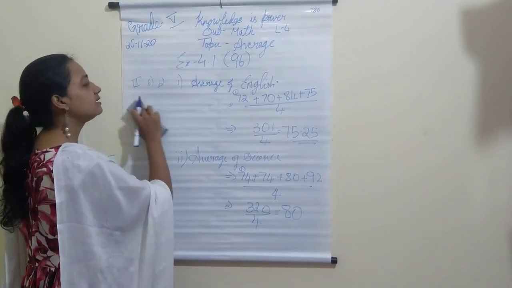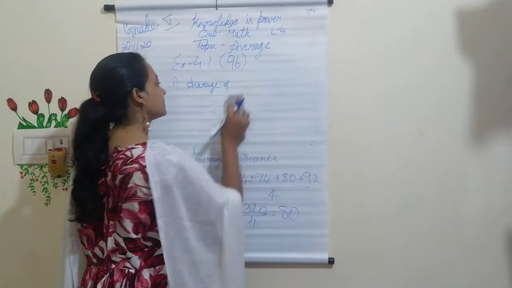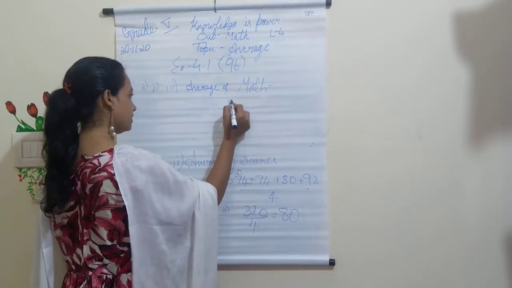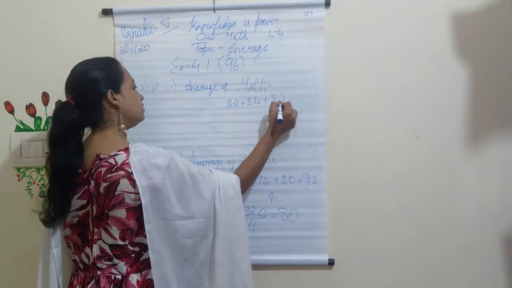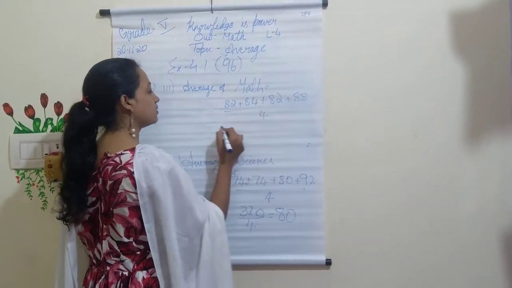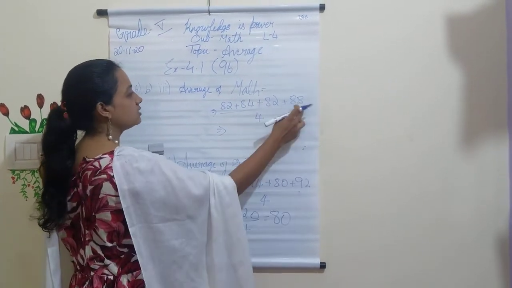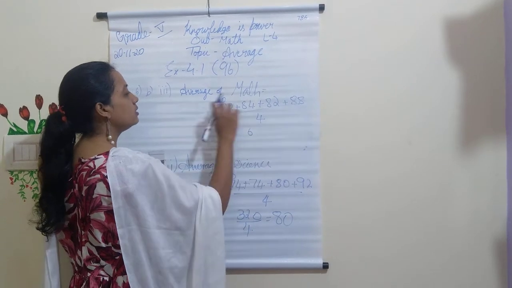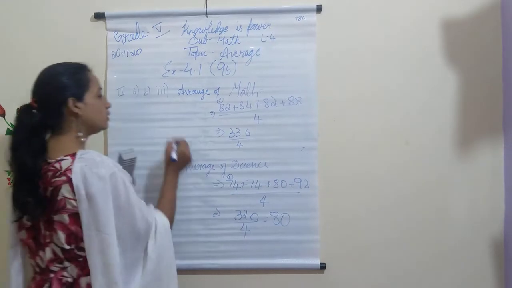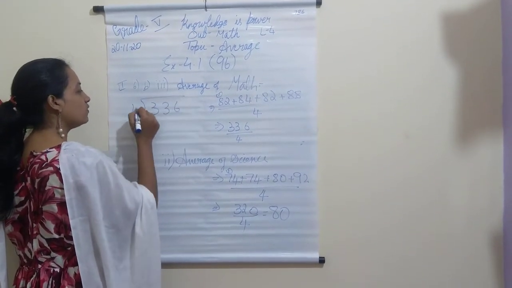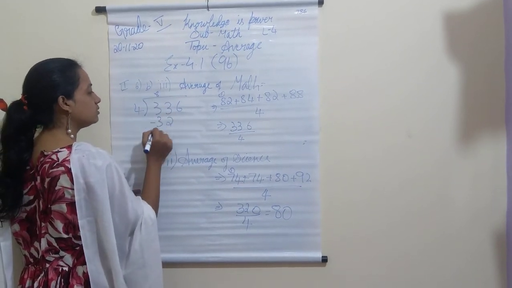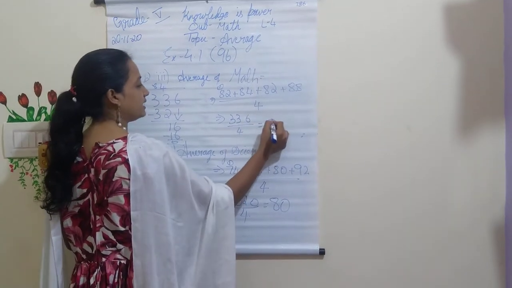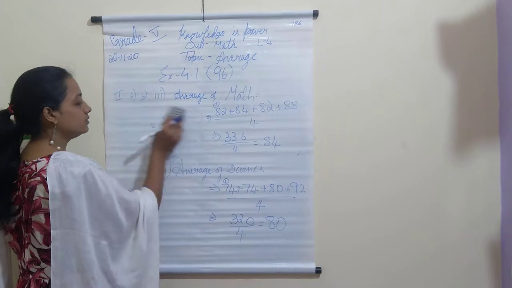Now the last part, that is the average score in Maths. The scores are 82 plus 84 plus 82 plus 88 divided by 4. Now what is the answer you get after addition? 336. Now divided by 4. 4 8s are 32. Bring down 6. 4 4s are 16. The answer is 84. So this is how you find the average.